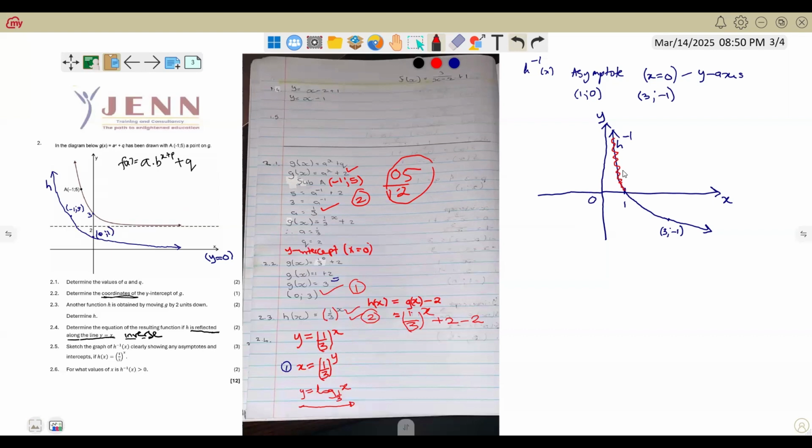Yeah. And it's going to go continuously, because our graph here is never going to go down. So how are we going to write that inequality now for question 2.6? Where is the graph above? Are you seeing, is it from 0 to 1? Are you seeing that? Yes, sir. So the final answer will be 0 less than x less than 1. Are you seeing it?